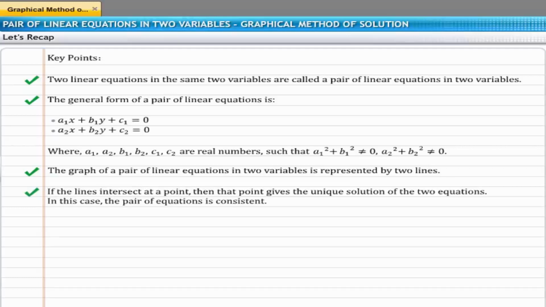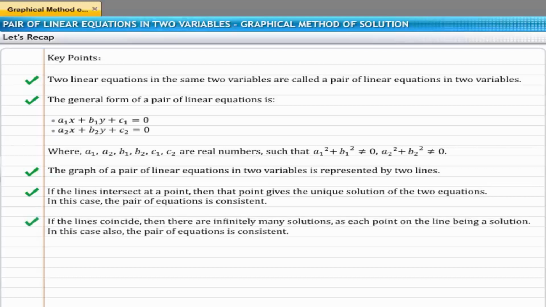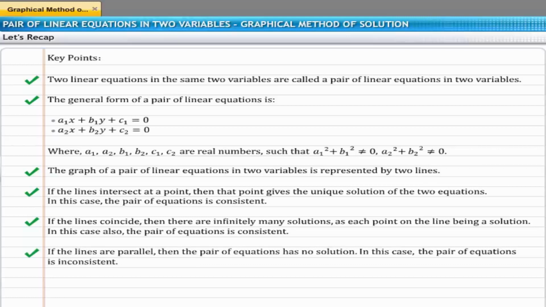If the lines intersect at a point, then that point gives the unique solution of the two equations. In this case, the pair of equations is consistent. If the lines coincide, then there are infinitely many solutions, as each point on the line is a solution. In this case, the pair of equations is consistent. If the lines are parallel, then the pair of equations has no solution. In this case, the pair of equations is inconsistent.